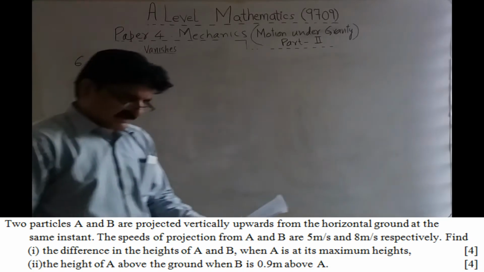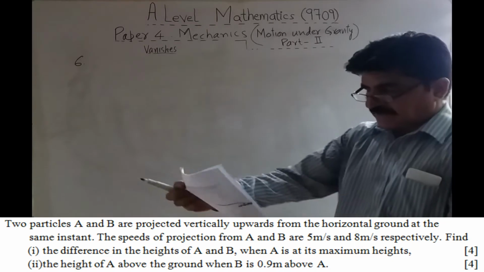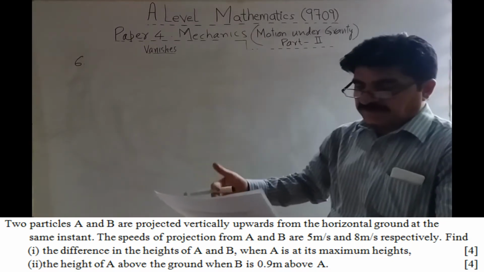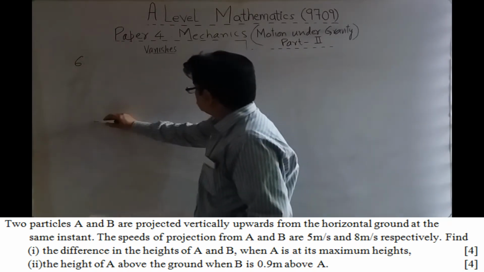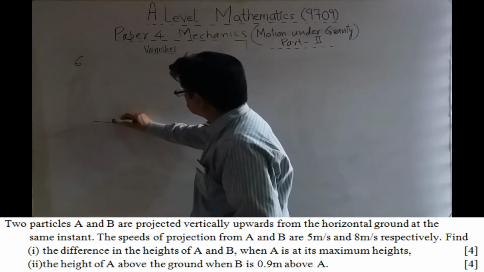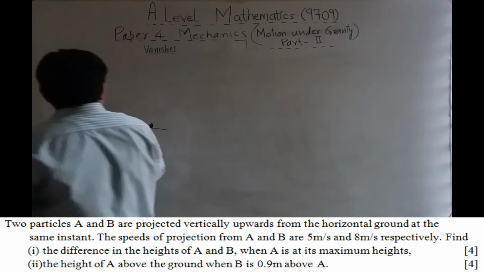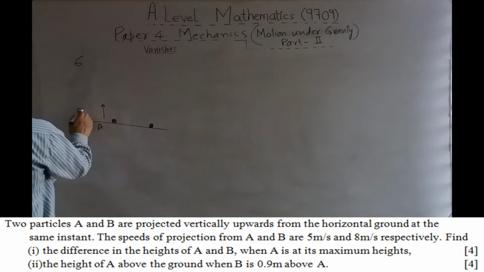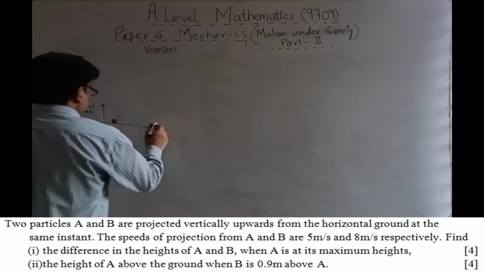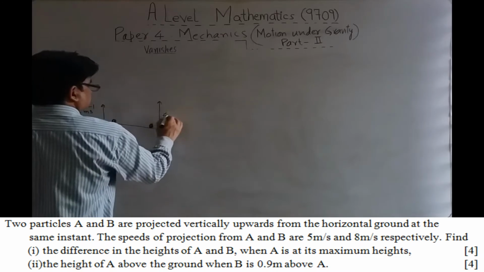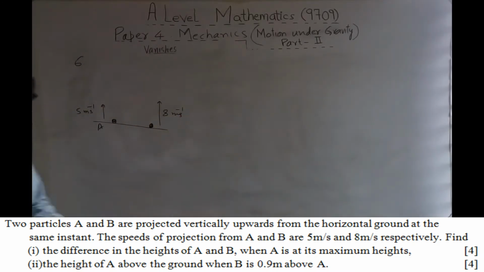Question number 6. Two particles A and B are projected vertically upward from the same point at the same instant. So suppose this is ground level. This is A and this is B. But A is projected with velocity 5 and B is projected with velocity 8. So its velocity is greater than that, so it will move fast because both are moving under gravity.